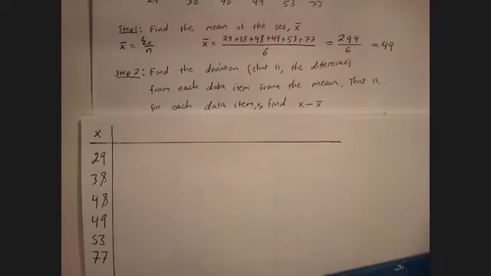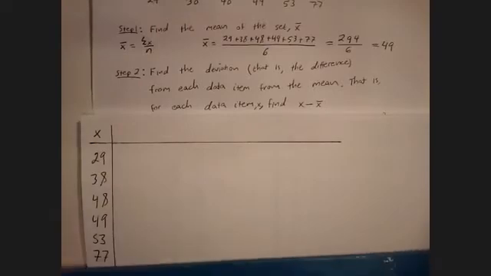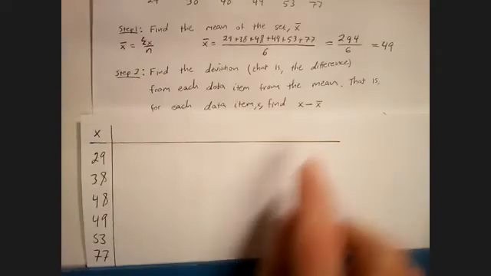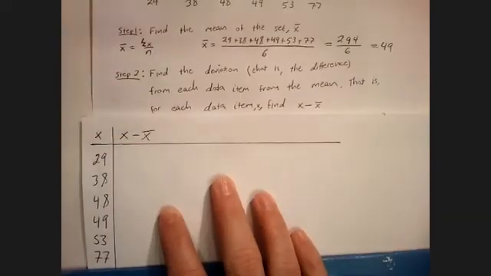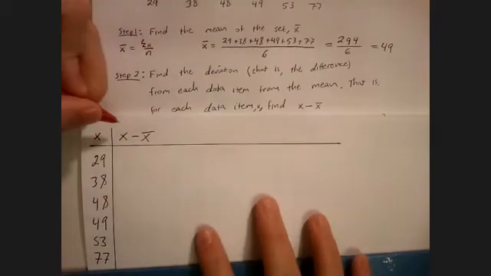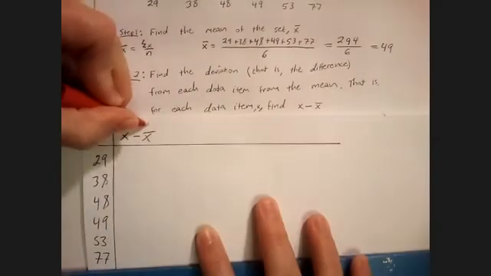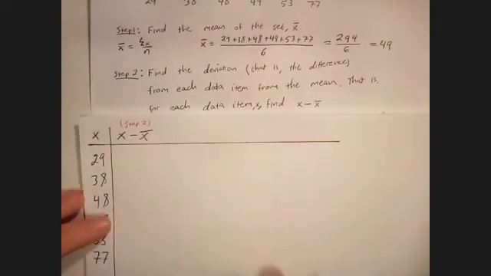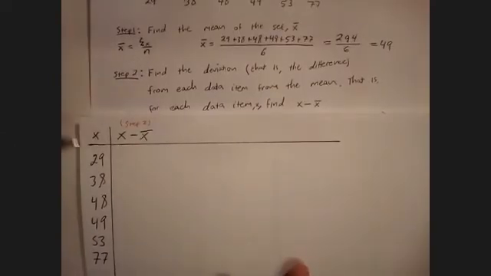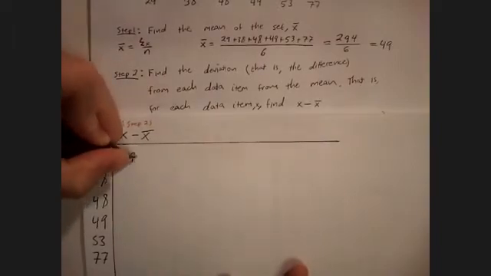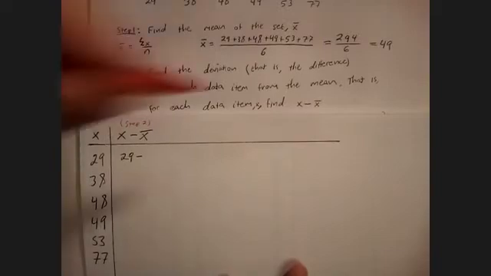All right. So the first thing I need to do is find all of my x minus x bars. Okay. And I'm going to, in red, write step 2 so you know what we're doing here. I'm going to write all of this out. So if x is 29, x minus x bar is 29 minus my mean, which was 49.